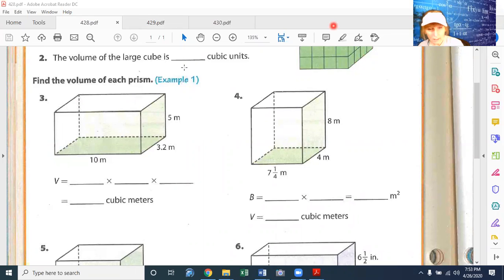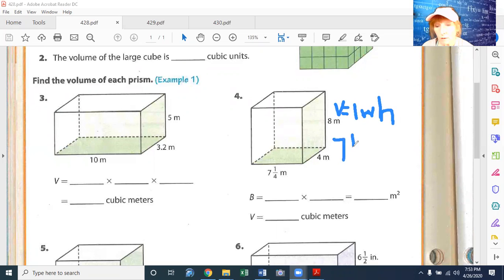Okay, number 4. We have another rectangular prism with different lengths here. This one is asking us to do length times width times height again. It's just saying it in a different way. It's saying figure out the base and then multiply by the height is what it's trying to tell you to do. But we're just going to use the one formula. So it's length times width times height. Finding the volume.